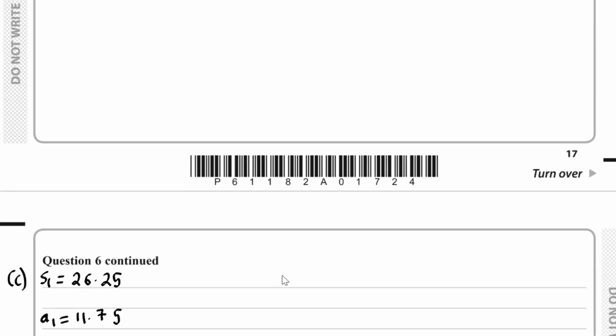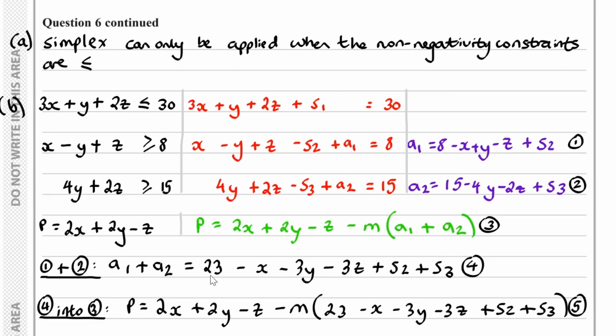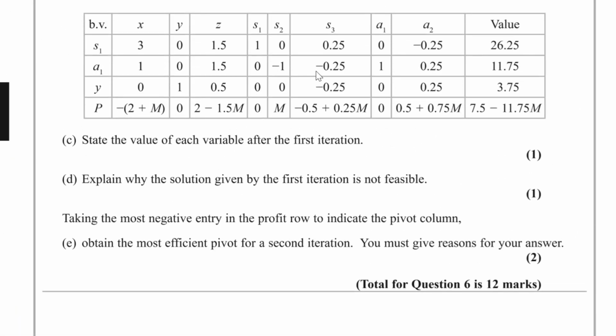I've written it down somewhere here. S1 is equal to 26.25, A1 is equal to 11.75, Y is equal to 3.75, and X, Z, S2, S3 and A2 are all equal to 0. And you can see that from this table over here.